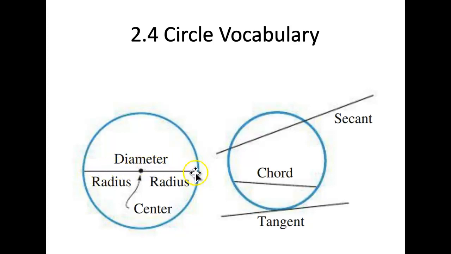When you have the endpoints that lie on the circle, a line that goes through a circle in 2 points is called a secant line. A chord is a segment whose two endpoints lie on the circle. And then a tangent line is just a line that touches the circle in 1 point only.